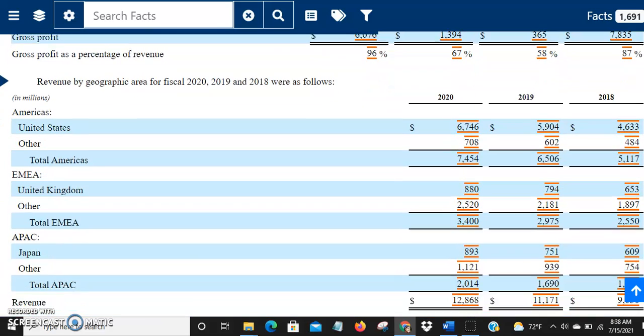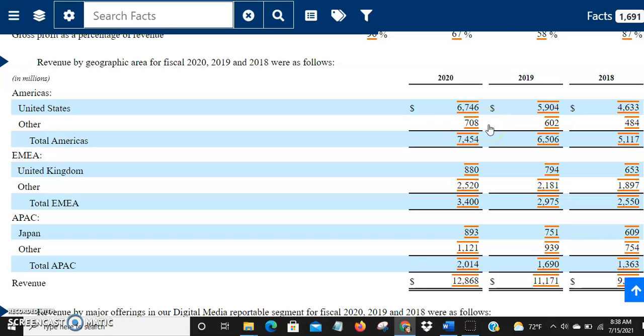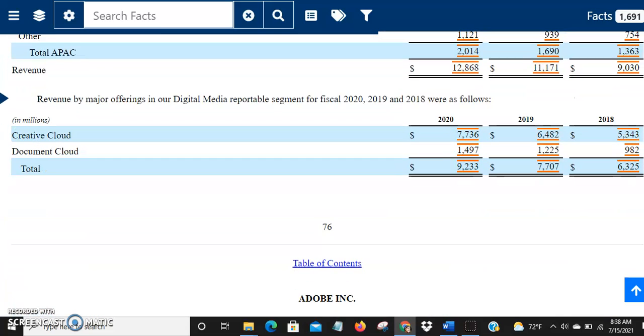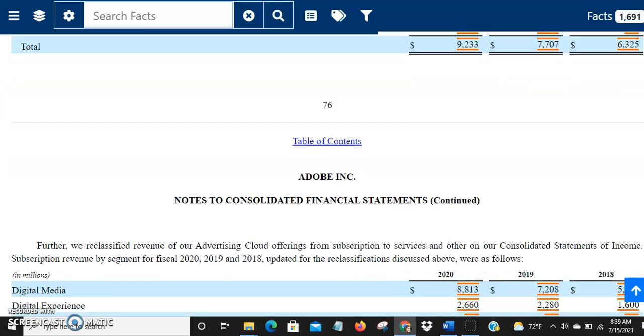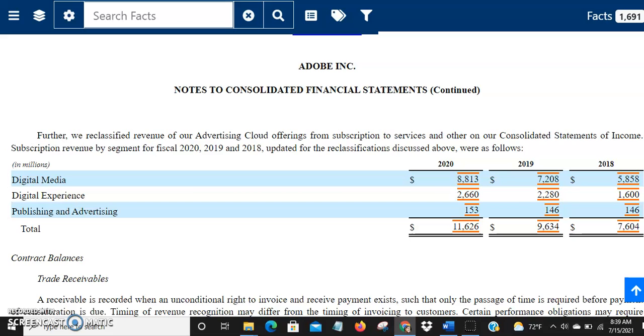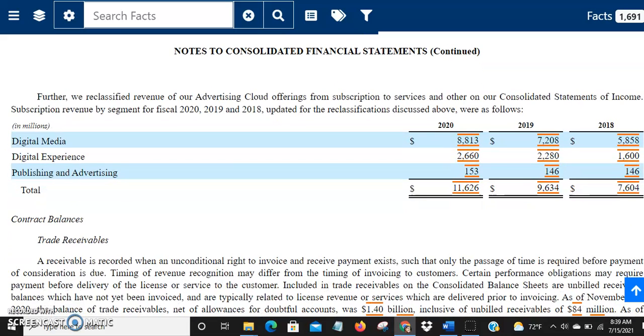Then here they have also shown the breakup by geography. Obviously the US is their main market, but they also have the European Union, where they've got a good presence, and Asia Pacific also. So they're pretty much divided, but Americas is still more than 50% of their revenues. Now here is the revenue by major offering in digital media. Basically the creative cloud and document cloud, they are giving the breakup. Out of 9.2 billion, creative cloud was 7.7 billion and the document cloud was 1.49 billion. And in the advertising cloud, the subscription to services, they have given the breakup.